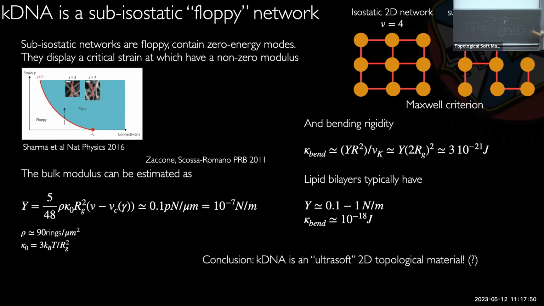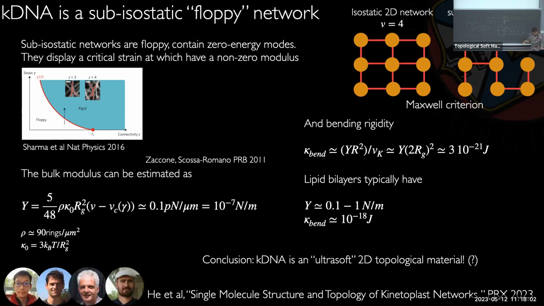And so what we got at the conclusion is that, well, potentially this is a hard hypothesis that we got only from the structure: that the kDNA is an ultra-soft 2D topological material. This was done in collaboration with Luca and Case, Decker Lab, and came out recently this year.